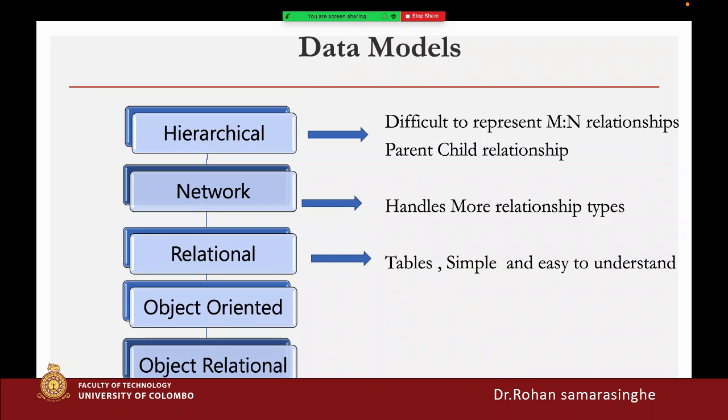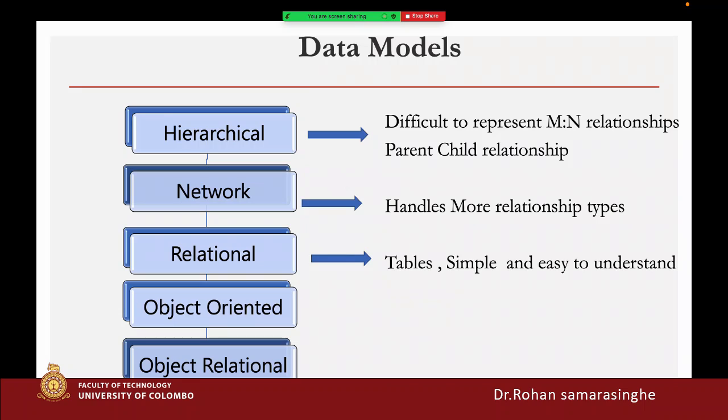The network model could handle more relationships than the hierarchical model, but the relational model provides the maximum ability to handle every relationship, whether it is one-to-one, one-to-many, or many-to-many. Tables are simple and easy to understand.